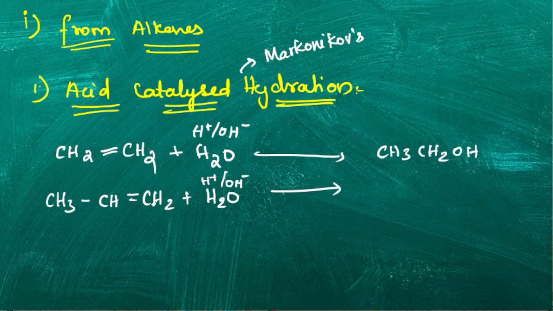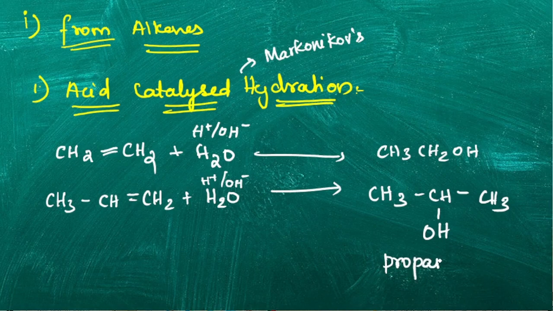H plus will be going and attaching to CH2, becoming CH3. The double bond will be broken into a single bond. CH to CH, what will be going and attaching? OH, because of the least number of hydrogens. That is Markovnikov's rule. So CH3, CH, to this OH will be attached, and CH3 will be there. What is this? This is propan-2-ol. Propan-2-ol you will be getting.